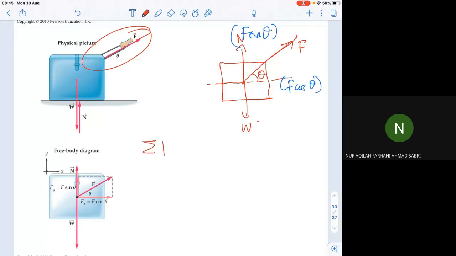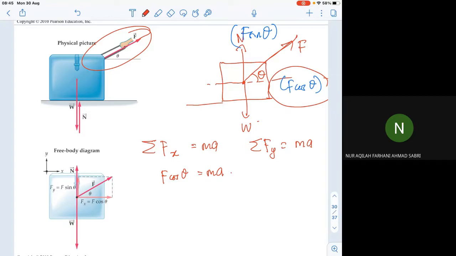For example, summation of Fx equals ma. If you look carefully, only one force is involved in the x-axis, which means F cos theta equals ma. But in y, summation of Fy equals ma. Maybe if the briefcase is sliding along the x-axis, you can have 0 acceleration in y. But in this case we just put ma.